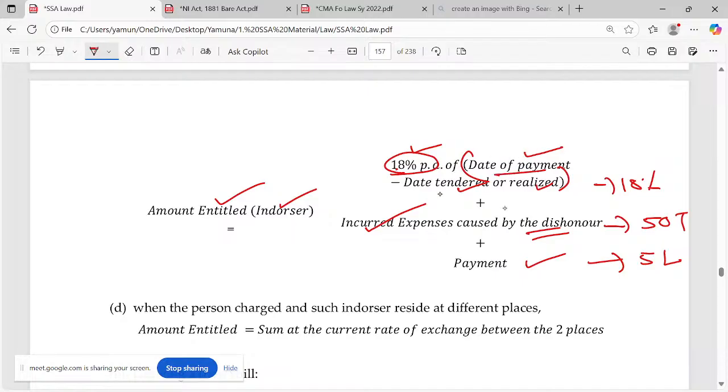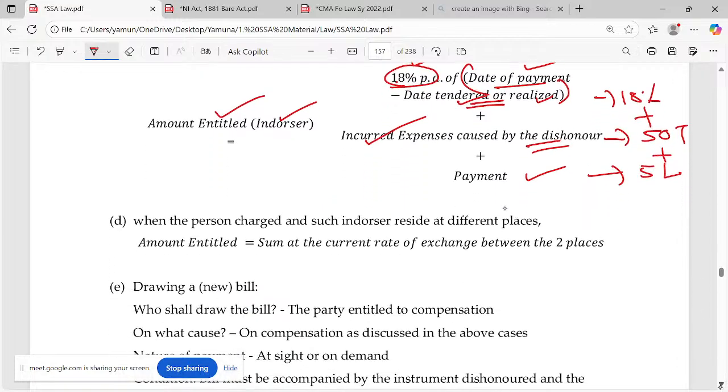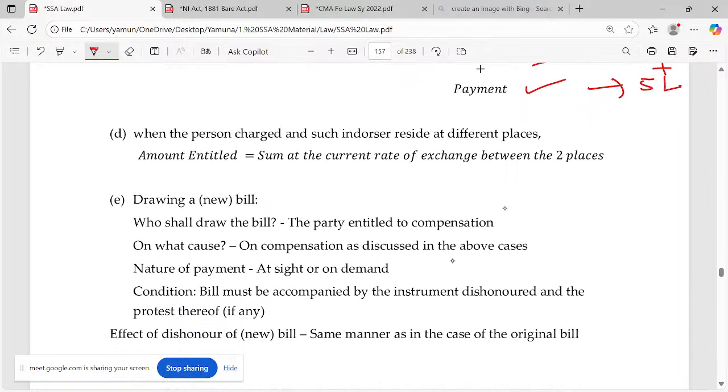See, date of payment minus date tender or realized. You know what is tendered, right? I came to make the performance of the tender. So அந்த மூணு அமௌண்ட் ரெண்டுமே ஆட் பண்ணிக்கணும் எல்லாமே. Obviously different places, what's the current rate of exchange. Yeah, please make a note of the eighth point.